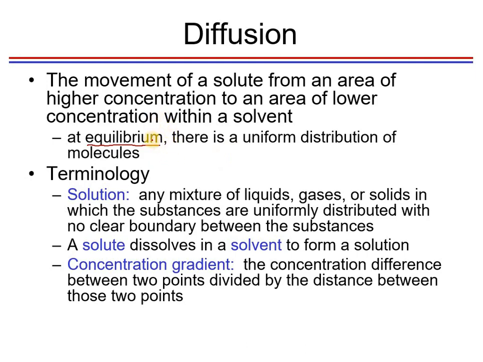So that's it. So it is the movement of molecules, or solute from higher concentration na area going to an area of lower concentration. So ito yung mga terms na kailangan nating malaman under the diffusion. You have the solution or a mixture. Ito ay tinatawag natin na homogeneous na mixture, yung solution. So any mixture of liquids, gases, or solids in which the substances are uniformly distributed with no clear boundary between the substances. So you cannot really distinguish the solute from solvent in a solution because they are uniformly distributed.